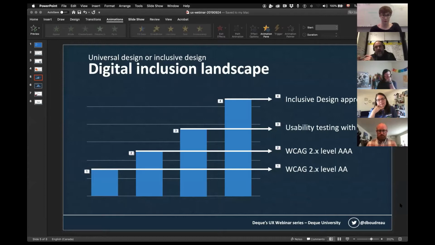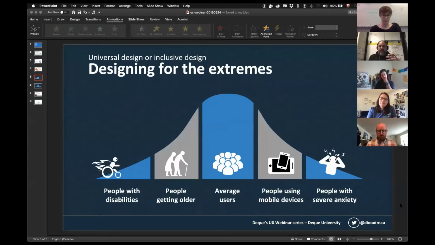And I think that's where I like to draw the line to create a distinction between what is universal versus what is inclusive design. And when we think about inclusive design, basically, I like to think about this idea of designing for the extremes, which is not a new concept either. But when we are designing for those extreme cases, say people that have disabilities, people that have severe anxiety, for instance, we will be designing our interfaces, the interactions, very differently.